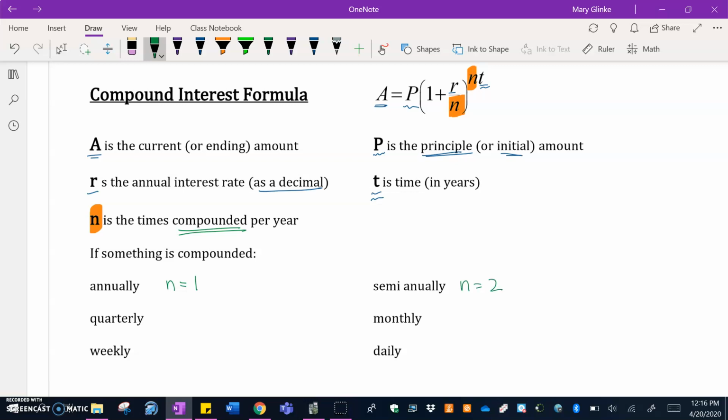Semi-annually would be twice per year. Quarterly, there are 4 quarters to the year, so if it says compounded quarterly, you're going to plug in 4 for your n values. Monthly would be 12 times per year. Weekly, we're just going to use 52 weeks in a year. And daily, we're going to use 365 days in a year. Now I know some of those, like 52 and 1/7 or 365 and 1/4, would be more exact, but we're just going to use these values.